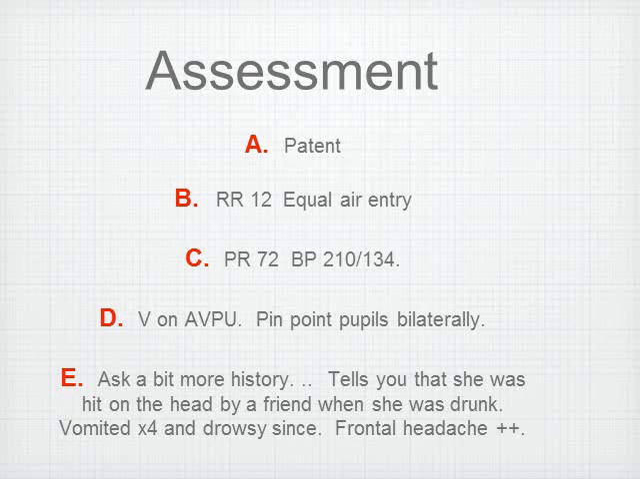So then you ask her a bit more about the history, and she says, "Oh, I was hit on the head by my friend when she was drunk, really hard, but that was 2 days ago." And she's vomiting, she's been really drowsy since, and she's got a frontal headache. I was still thinking, this is alcohol, or she's just had too many drugs or whatever, being very stereotypical and judgmental of me. But she has got really high BP, and she has got pinpoint pupils, so what else would you do?